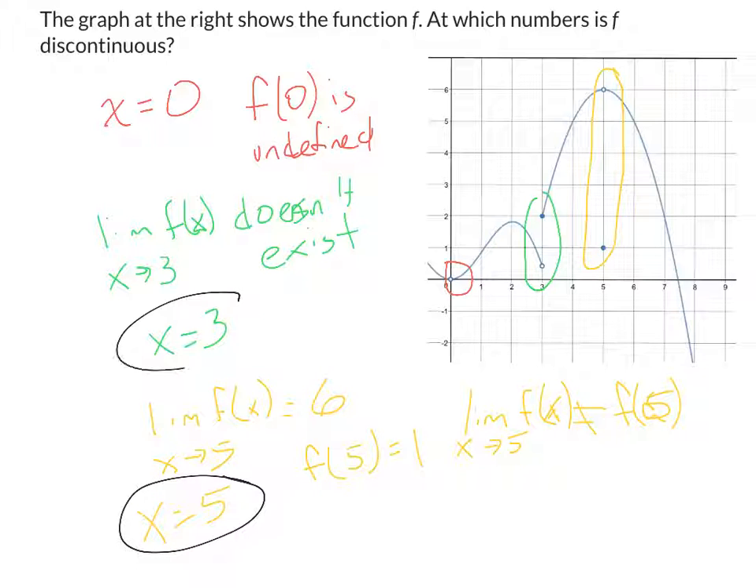And so that is an example of when a function is discontinuous. Everywhere else on this function appears to be continuous. Notice it's connected by a smooth curve at all other points. For the time being, we are done.